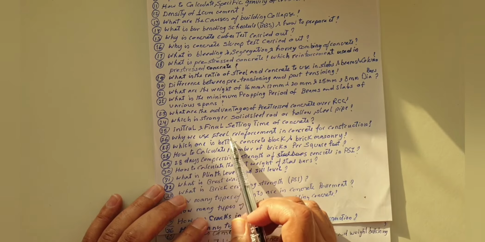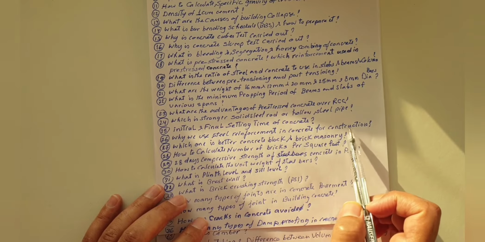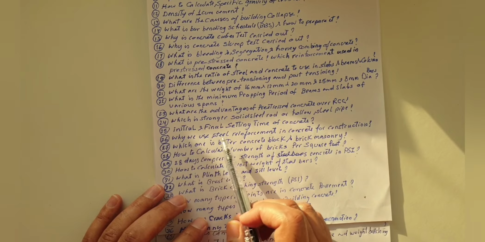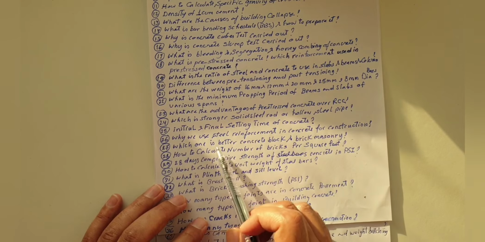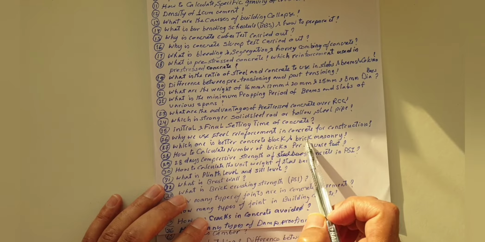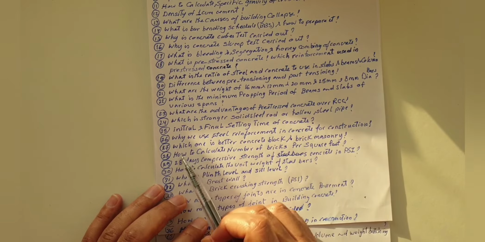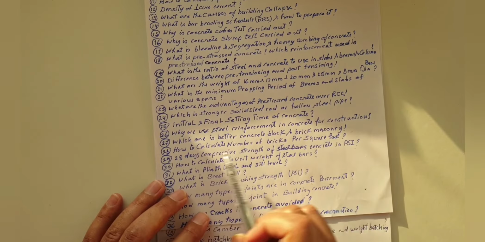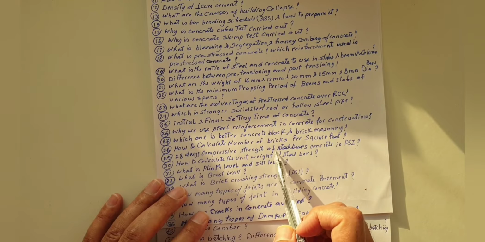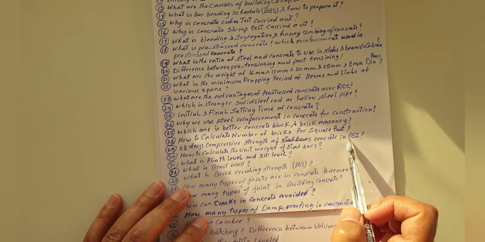Why do we use steel reinforcement in concrete for construction? Which one is better, concrete block or brick masonry? How to calculate the number of bricks per square foot? 28 days compressive strength of concrete in PSI.